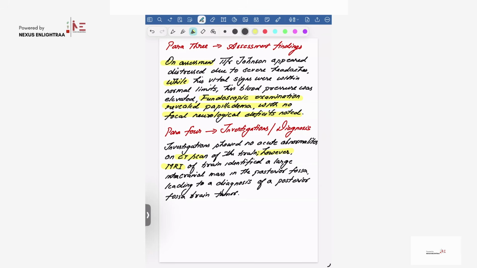And the linking word here, let me highlight this. The linking word "however" creates a clear contrast between the CT scan result, which was normal, and the MRI result, which revealed the tumor. And this contrast is important because it shows the reader exactly how the diagnosis was reached.